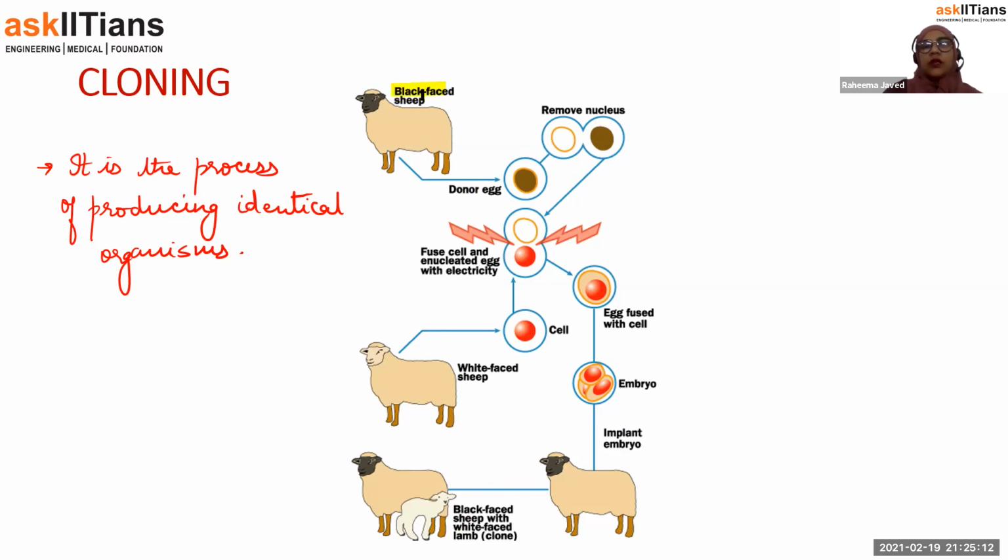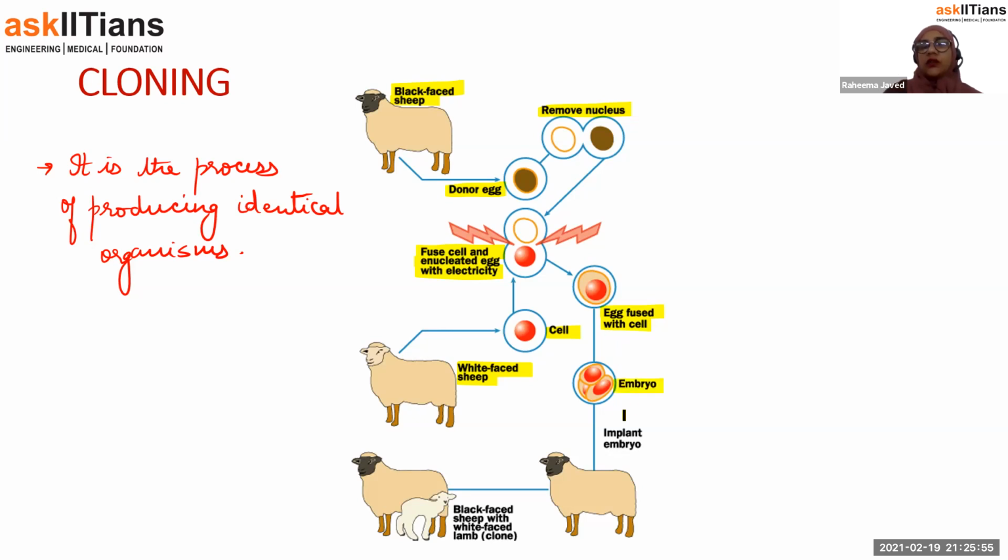A black faced sheep was taken as a donor for the egg, and the nucleus of the egg was removed. And a white faced sheep was taken for donating a somatic cell, any vegetative cell from its body, and its nucleus was intact. These two cells were fused with the help of electricity. So this was an egg fused with the cell. Remember that the nucleus is of the white faced sheep.